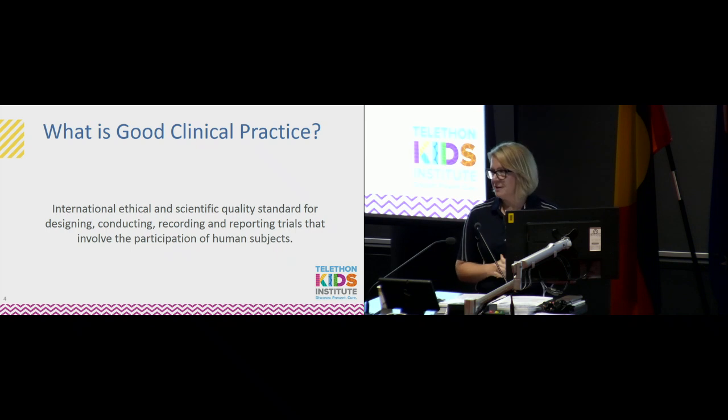So back to the original question, I suppose: what is good clinical practice? This is a definition of what good clinical practice is. You can read it there, but I will read it out because it's important. It's the international ethical, scientific and quality standard for designing, conducting, recording and reporting trials that involve the participation of human subjects. So GCP was written with clinical trials in mind, but many of the aspects of good clinical practice can be applied to any clinical research that you undertake. So always use it as your basis when you're undertaking research that involves humans.